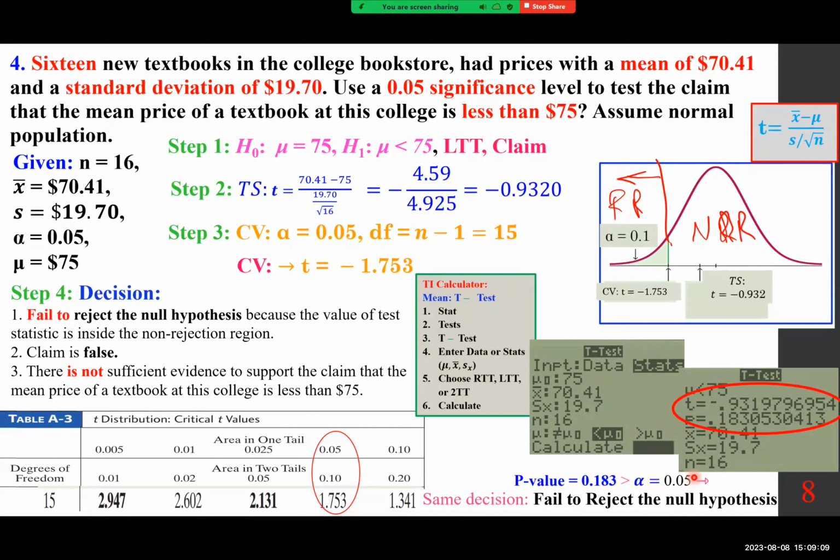I hope you see the methodology. All of them repeat. Step 1, step 2, step 3, step 4. And in the case of step 3, you may use the p-value in some instances and the technology, but remember the formula, and the formula sheet does have that.